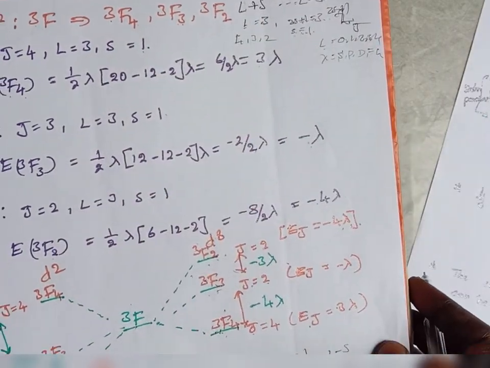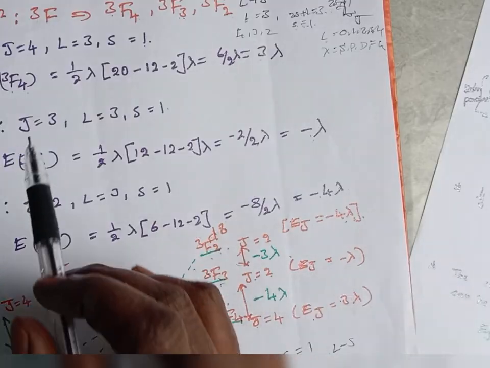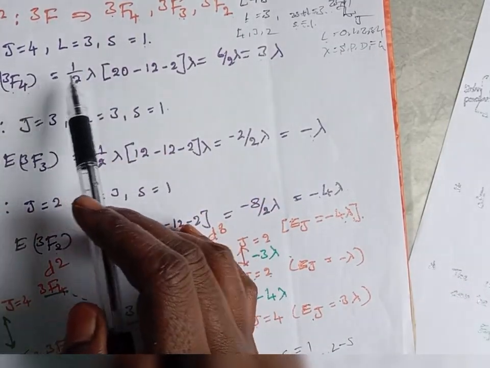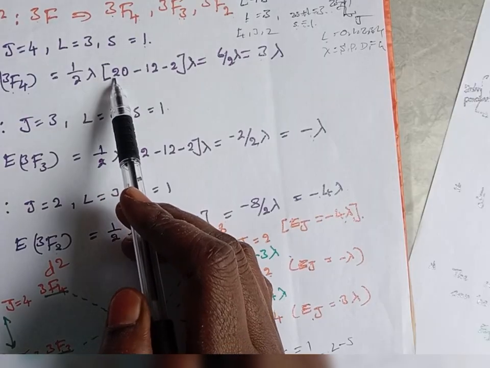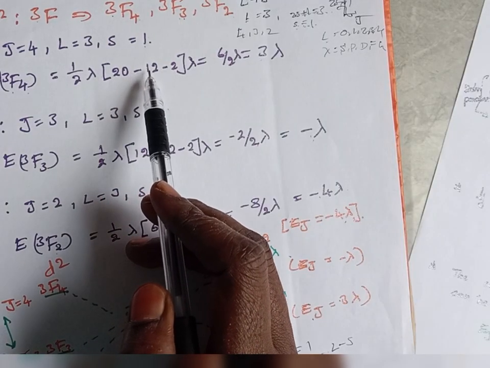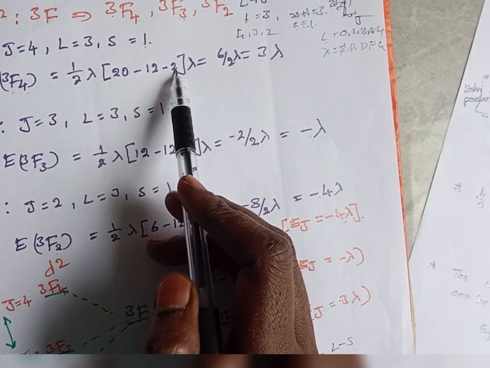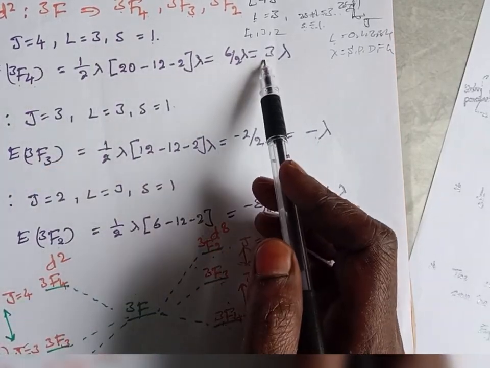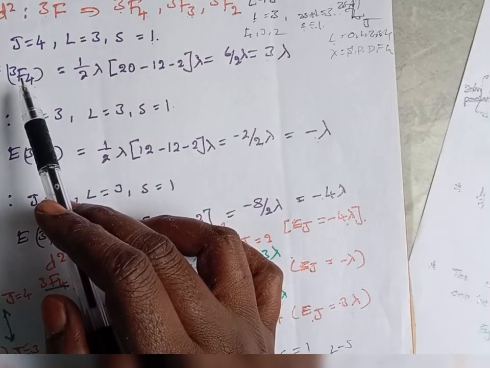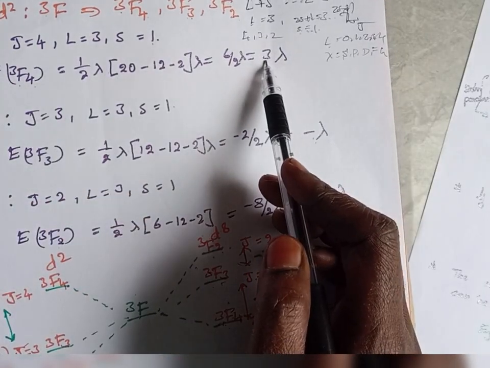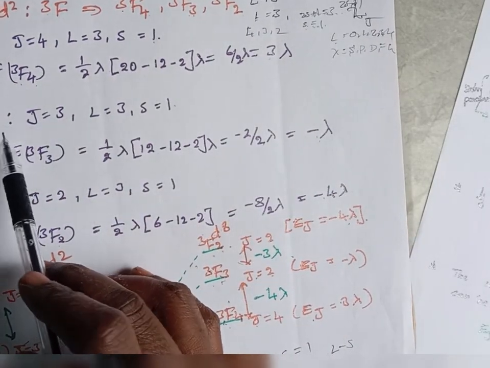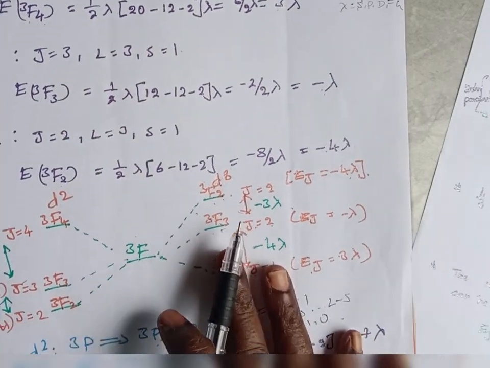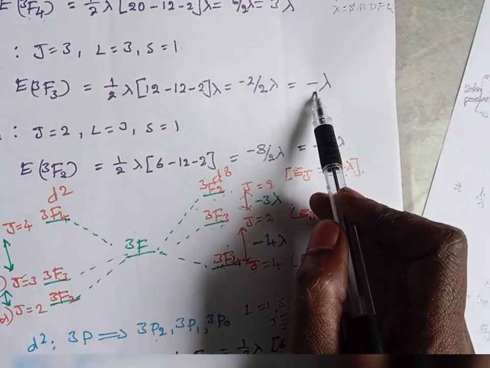Okay, so by using spin orbit coupling parameters, we calculate the energy of the states. So energy of 3F4 state is half lambda times J into J plus 1 minus L into L plus 1 minus S into S plus 1. If we apply the values of L, S and J, we will get the energy for 3F4 is 3 lambda, and for 3F3, J is 3, L is 3, S is 1. So the energy will be minus lambda.